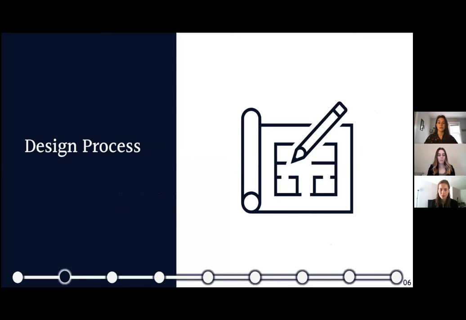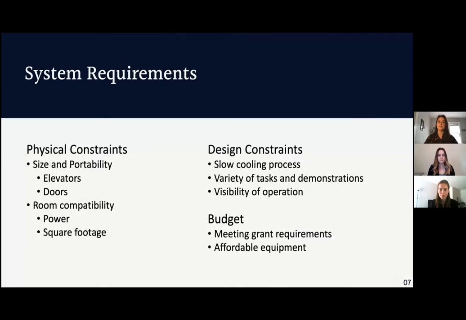Once we had established the objectives and basic components of our equipment, we moved forward with the engineering design process to begin designing our equipment. We first started with some basic system requirements. These included physical constraints. Since we wanted the apparatus to be portable throughout the university, it needed to be small enough to fit through doors and hallways, as well as into elevators. We also needed to be aware of what sort of power we would have access to in the lab room and make sure that any power requirements on our equipment were compatible with the lab space.